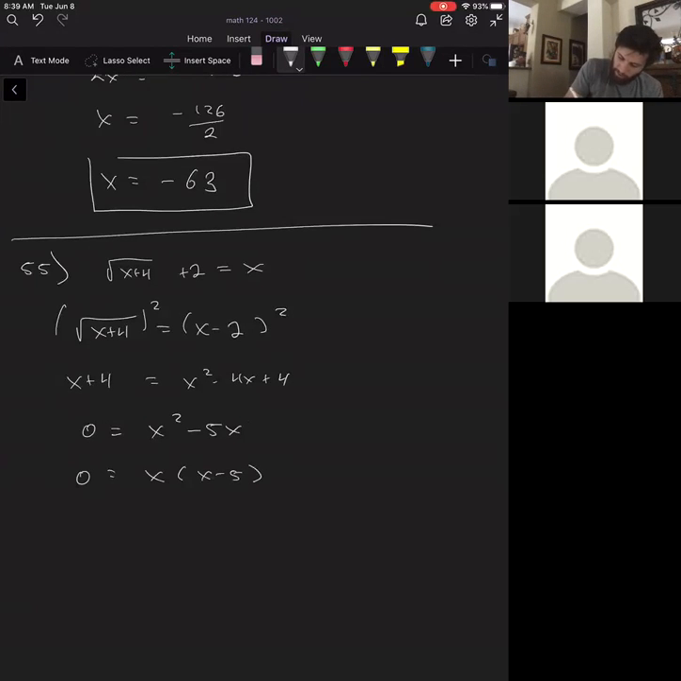So in this problem, what we get is, well, 2 pieces. So we have x is equal to 0 and x minus 5 is equal to 0. So this one right here, we're going to get x is equal to 5. And then that one, we get x is equal to 0.